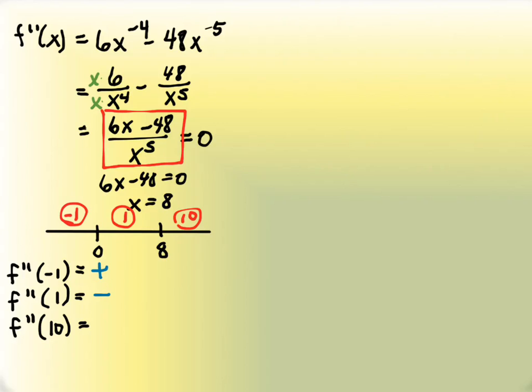Okay. How about 10? Positive everywhere, right? Positive on top, positive on bottom, so this one's positive. Okay, so all this information tells us about concavity. So this is concave up, and then it's concave down, and then it's concave up. 8 is an inflection point, right?